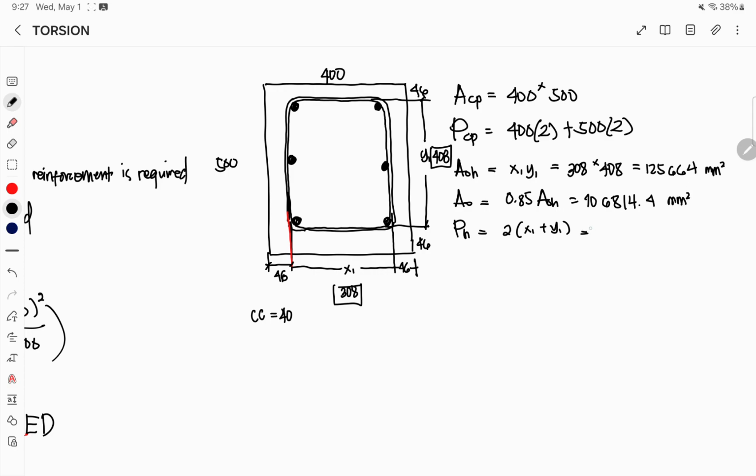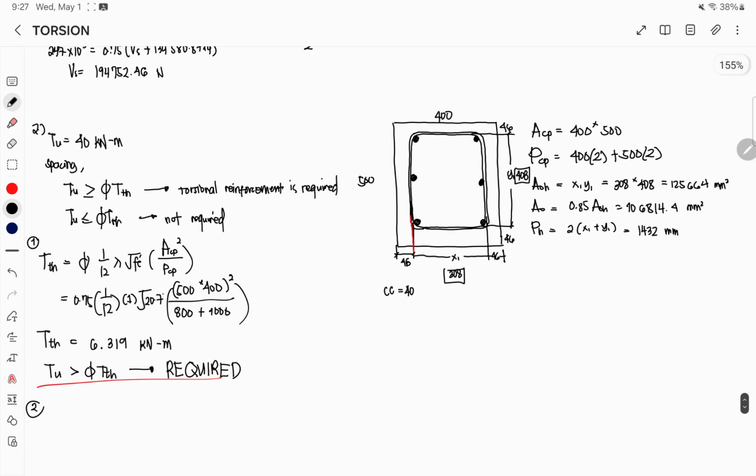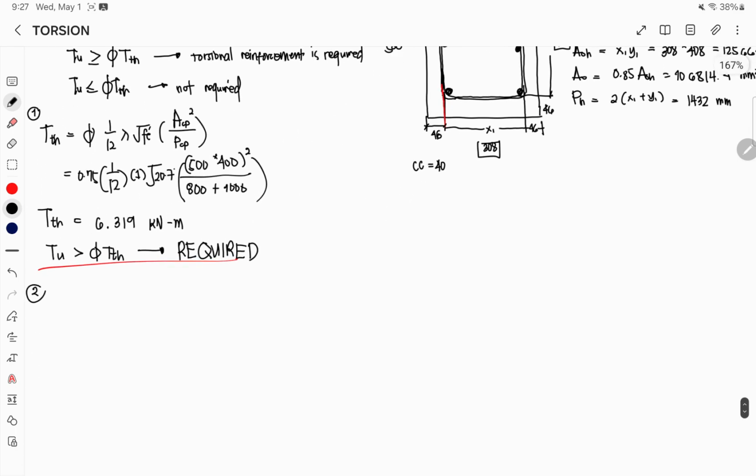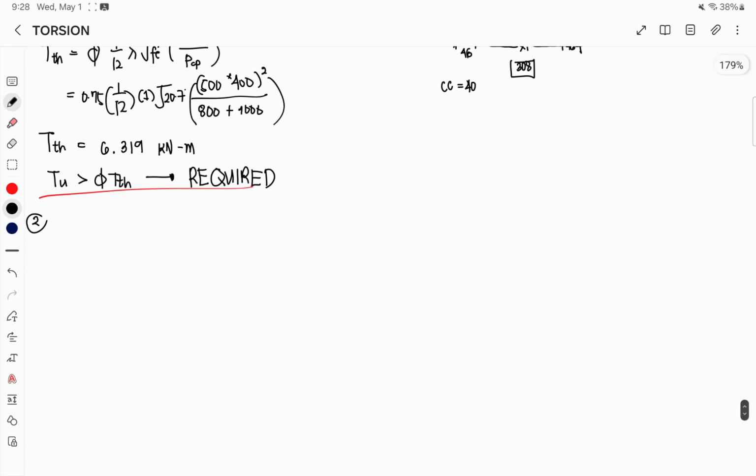For the value of the perimeter, we have 308 plus 408 times 2, which is 1432 mm. Where will we use this? Of course, to get the spacing of the transverse reinforcement due to torsion alone. So we now have the parameters. Next is to check for the adequacy of the cross section.